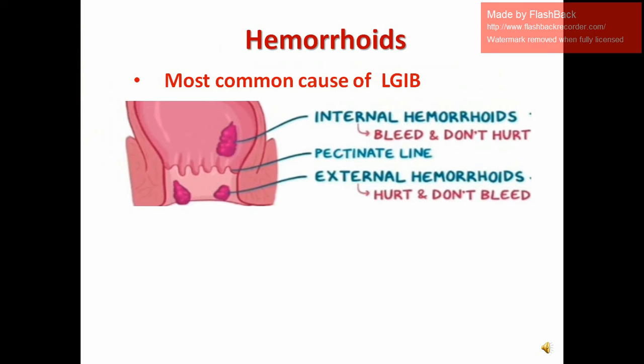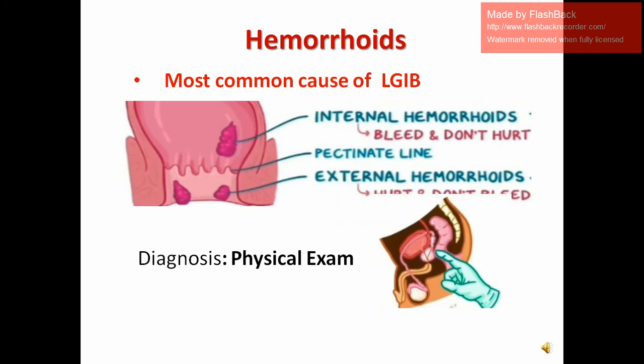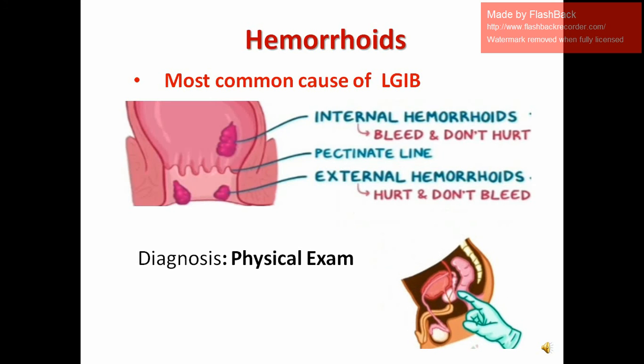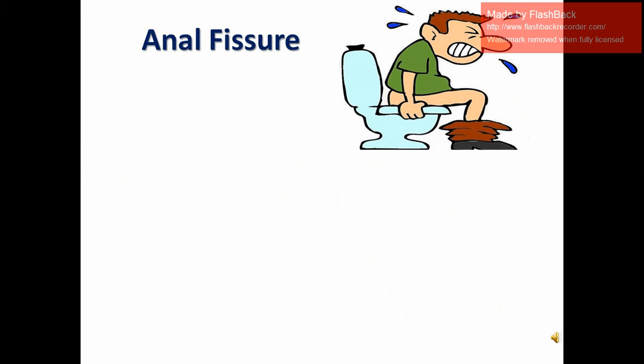Patient usually presents with painless rectal bleeding with bowel movement and protruding rectal mass. The diagnosis of hemorrhoidal disease is made on physical examination. Inspection of the perianal region for evidence of thrombosis or excoriation is performed, followed by a careful digital rectal examination.